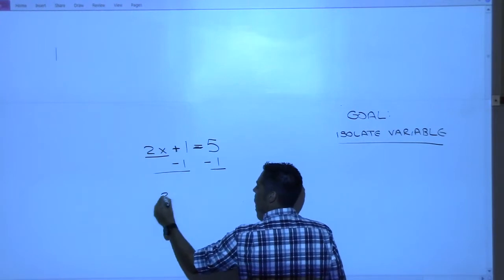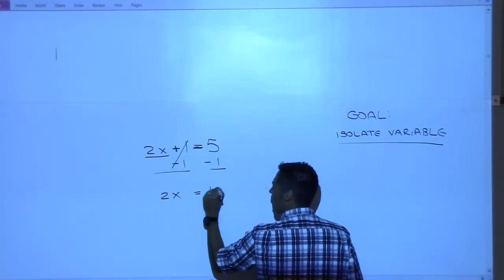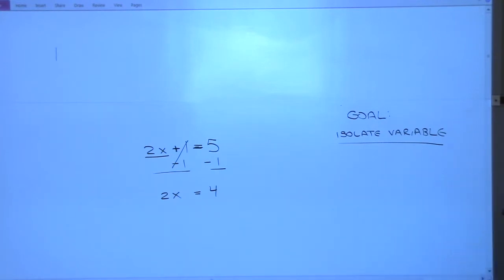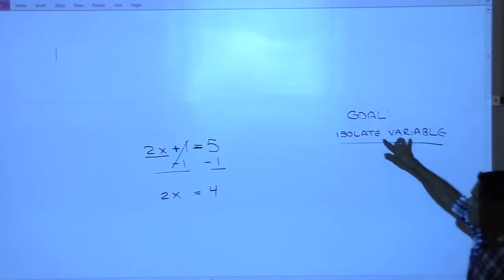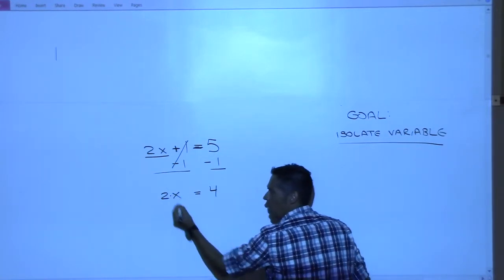And I'll still be left with 2x here. The 1's go away. 5 take away 1 is 4. I have my equal sign between. So I almost have the variable isolated. The problem is that I have a 2 attached to it. The 2 is being multiplied, right?